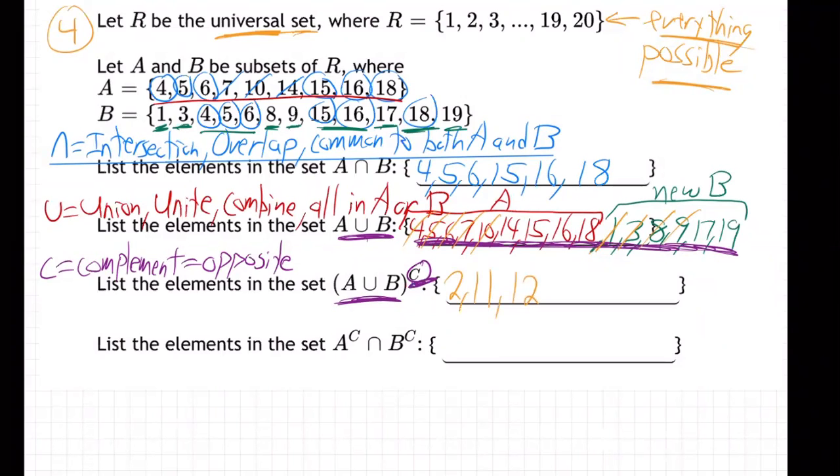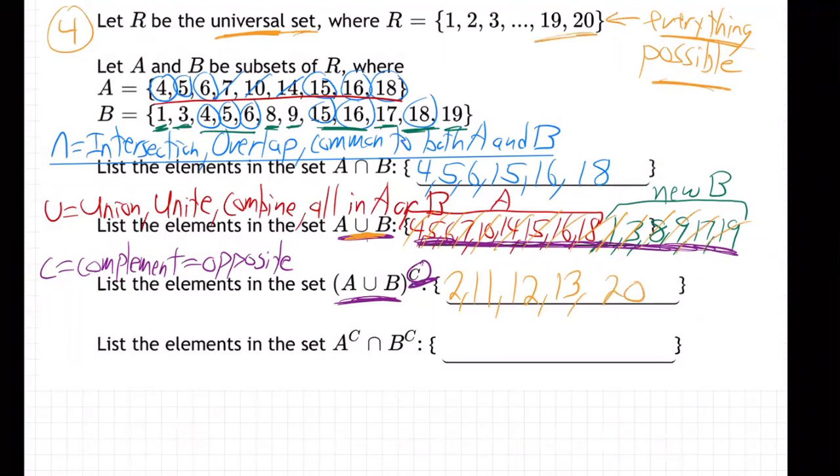Everybody see how I'm doing this? I'm just going right down the numbers, 1, 2, 3, 4, 5, 6, 7. I'm just looking to see, is it already in the union up here? Or is it missing? Is it part of the opposite? So 12, 13, opposite, 14, 15, 16, 17, 18, 19, and then 20.